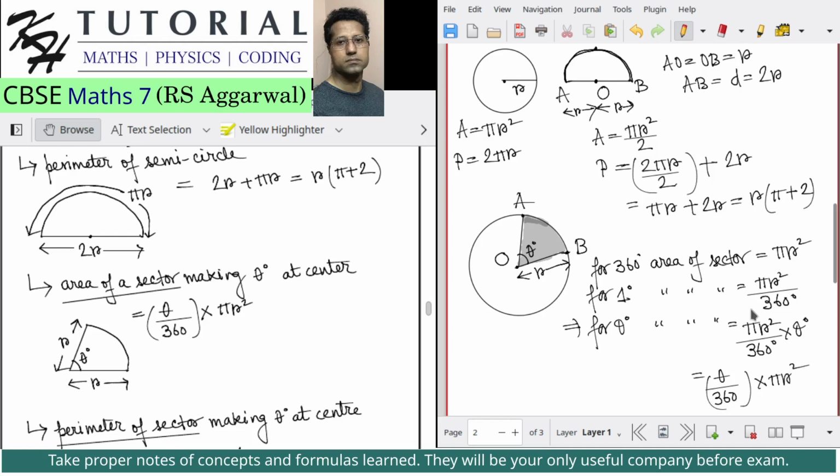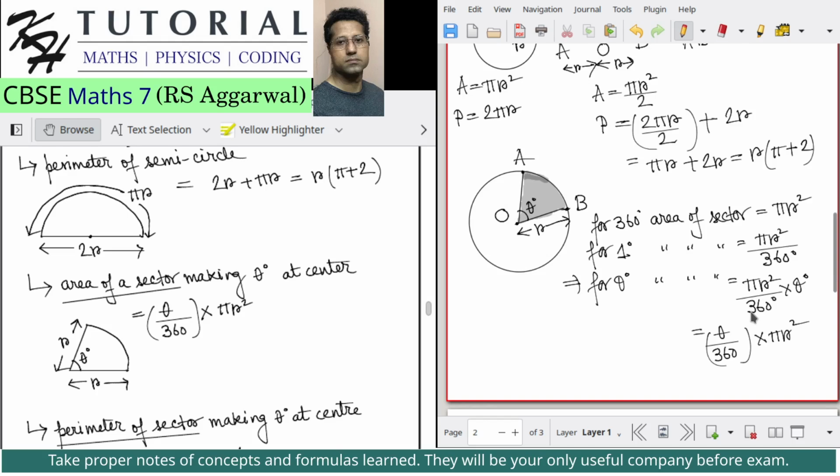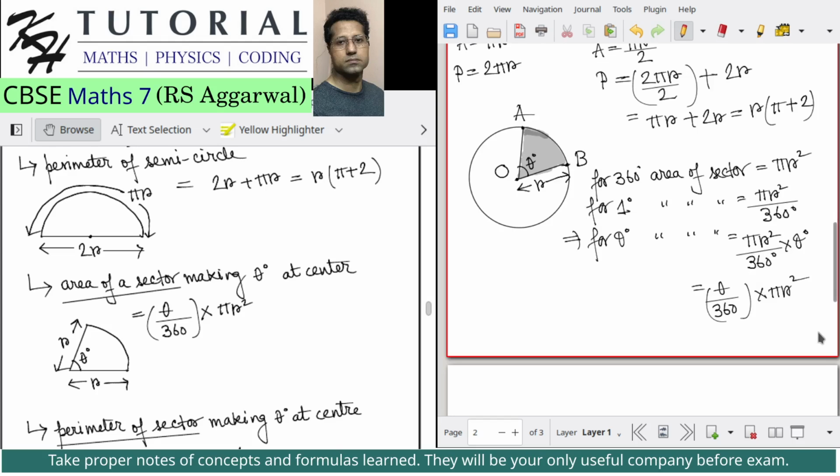So the area of this shaded region, which is a sector, and the sector is nothing but an arc AB that makes an angle theta degree at the center. For the shaded region, the area will be theta by 360 multiplied by pi r square, where r is the radius of the circle.